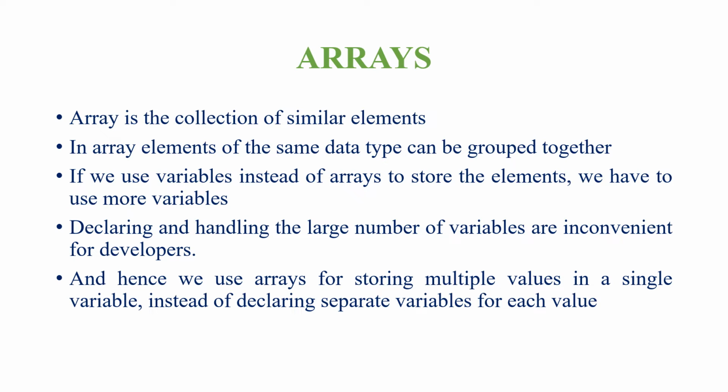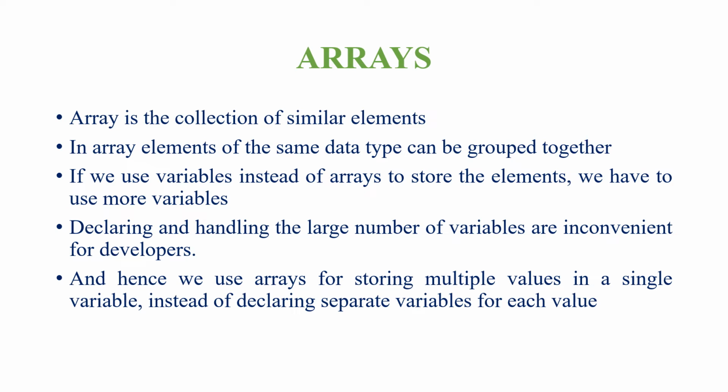Normally, we will be using different variables for storing different values. Am I right? Yes, for example, if I have three values like 10, 20 and 30, I'll be using three different variables like A, B and C, and I will initialize A to 10, B to 20 and C to 30. If there are two or three values means we can use this method. But if there are more values means we can use arrays to store the values so that it would be more convenient. That is, if we use variables instead of arrays to store the elements, we have to use more number of variables.